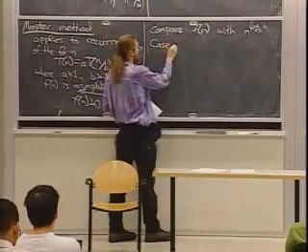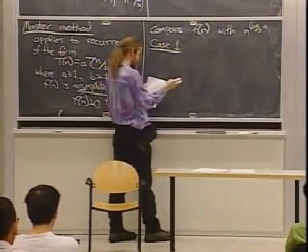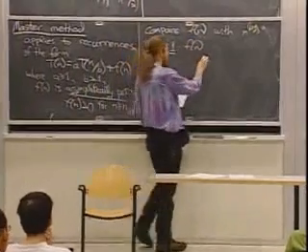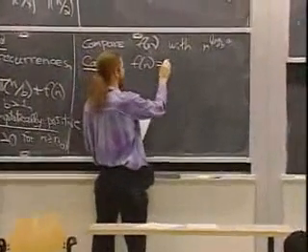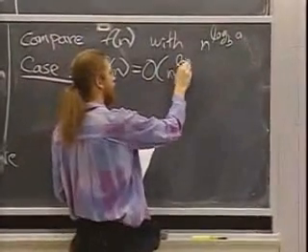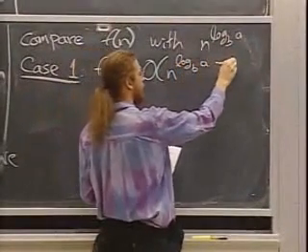Okay, so let's start with case 1. Case 1 is when f is smaller, and not just that it's little o, but it's actually quite a bit smaller. It's got to be polynomially smaller than n to the log base b of a.